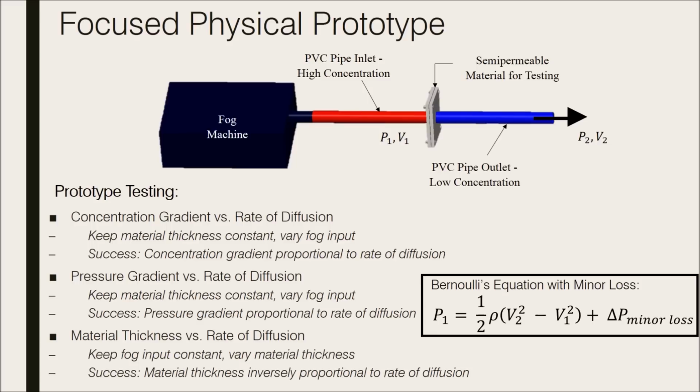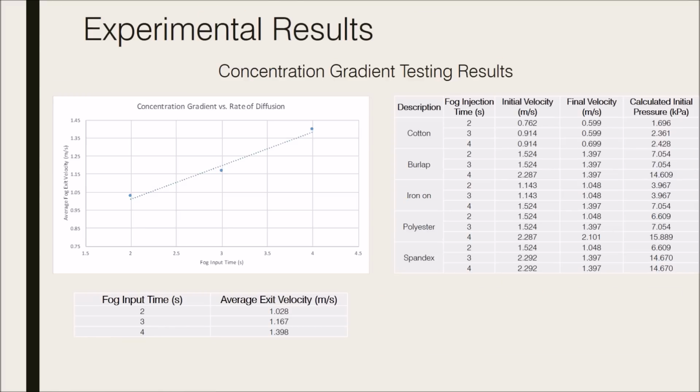Similar testing procedures will be conducted to examine the impact of both pressure gradient and material thickness on the rate of diffusion. However, for pressure gradient testing, the inlet pipe will first be secured to the fog machine dispenser to close the pipe off from atmosphere. The success criteria for both these experiments are shown on the screen. Upon analysis of the fog machine components, it was determined that pressure gradient testing could not be conducted because securing the inlet pipe to the fog dispenser would inhibit the fog from being generated. However, during concentration gradient testing, it was determined that a quantifiable pressure could be generated. Therefore, all the crucial functionalities were still addressed during experimentation.